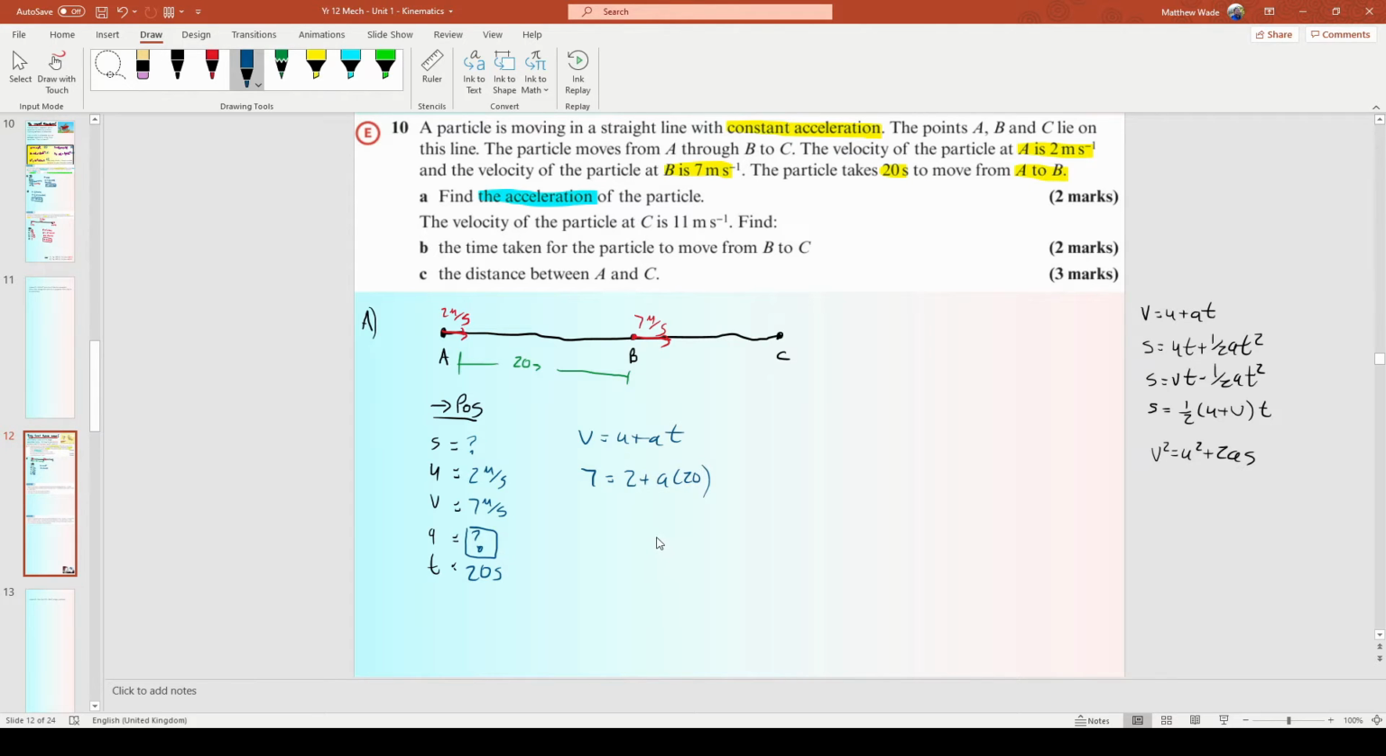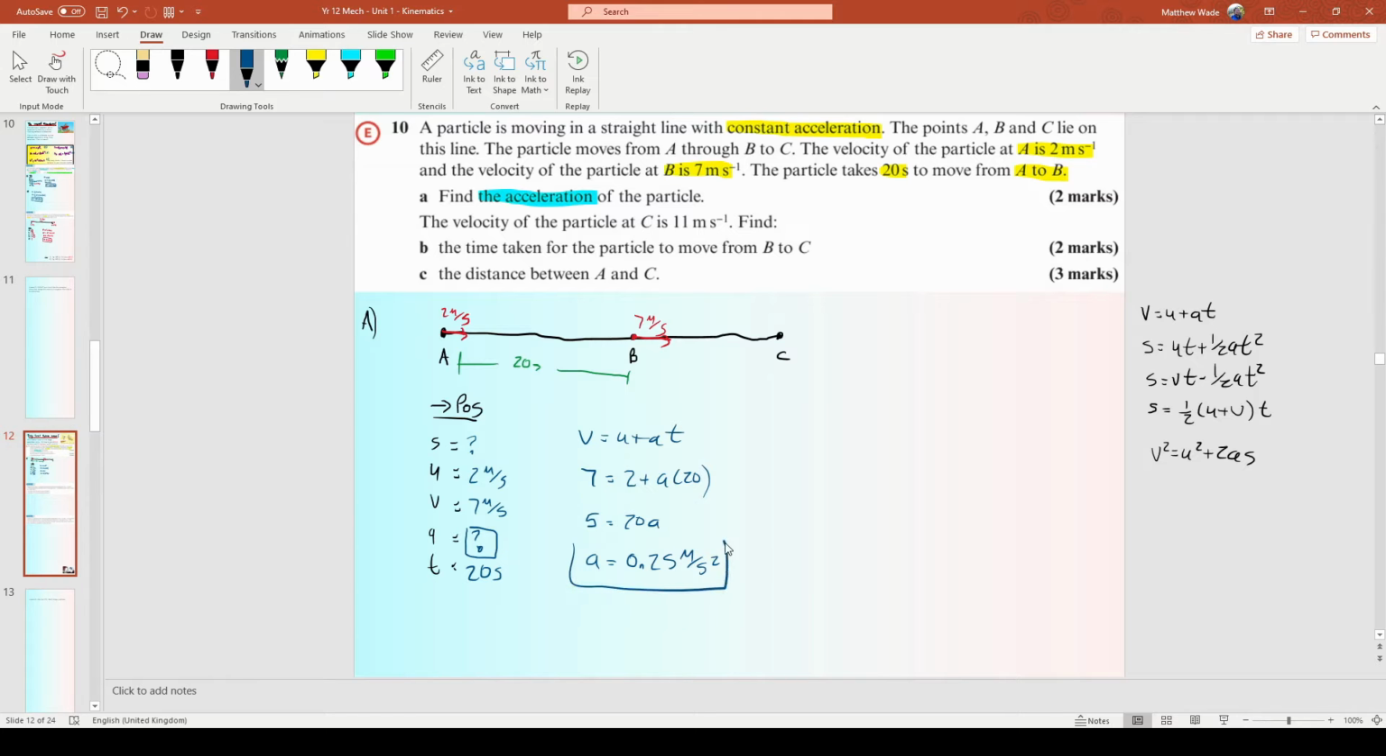Cool? You can solve now in one step if you like. I'm going to show 2 steps just because I want to make sure I don't leave anyone behind, but there's no marks from here on in. Mark for subbing in, no marks here on in until you get to the answer. So you ready? I'm going to take off 2 from both sides. 5 equals 20A, no mark for that, which means that A is 5 over 20 or 0.25 meters per second squared.